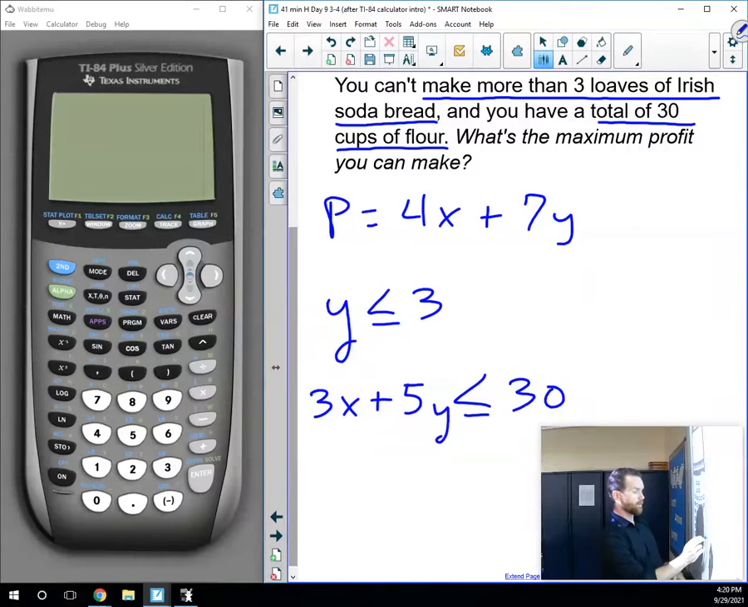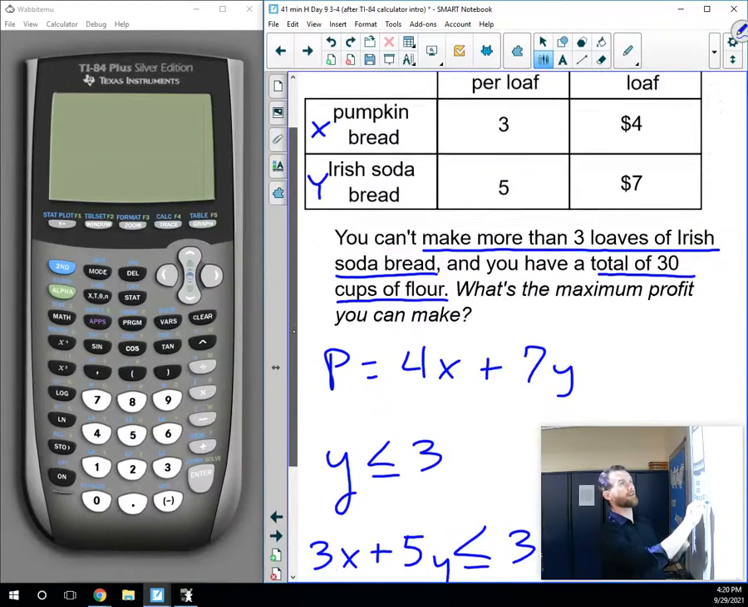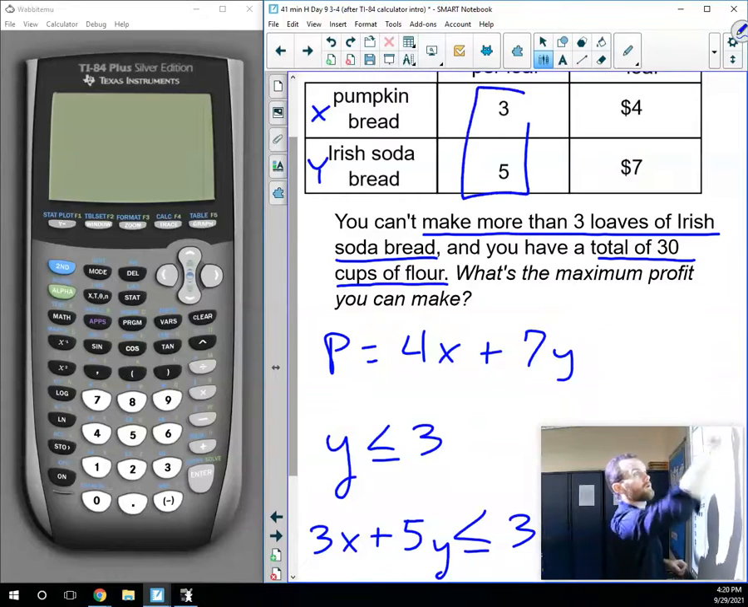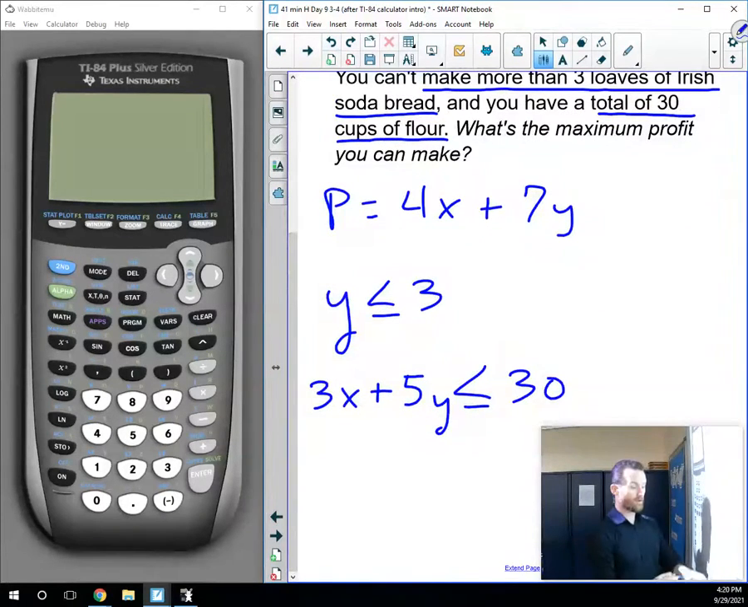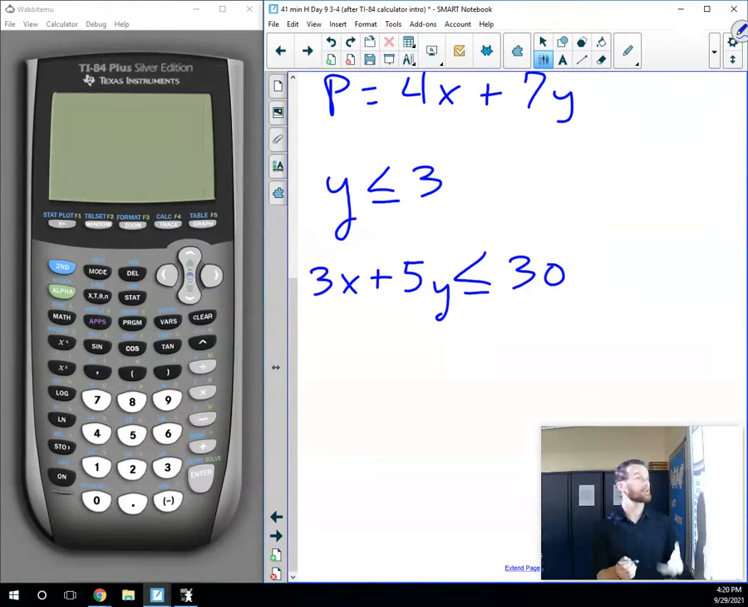Let me double check those numbers one more time. 3x plus 5y, yeah, I'm looking right there, just to focus you on where my eyes are going. All right, so these are our constraints. Next up, what we have to do is graph our constraints, take our system of linear inequalities and actually graph them so we can see what we're looking at.